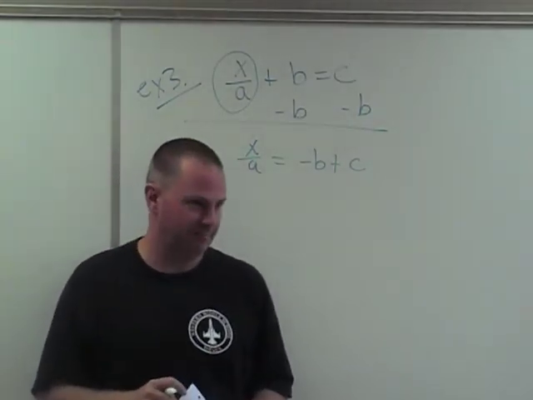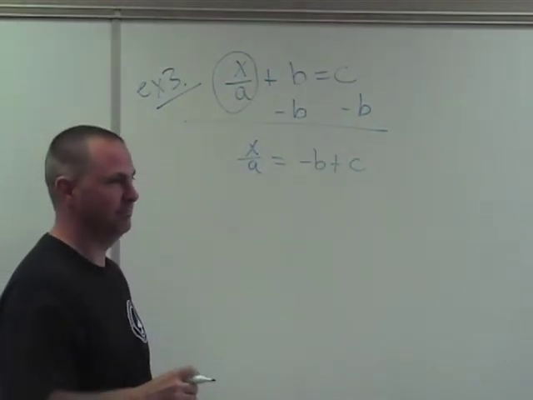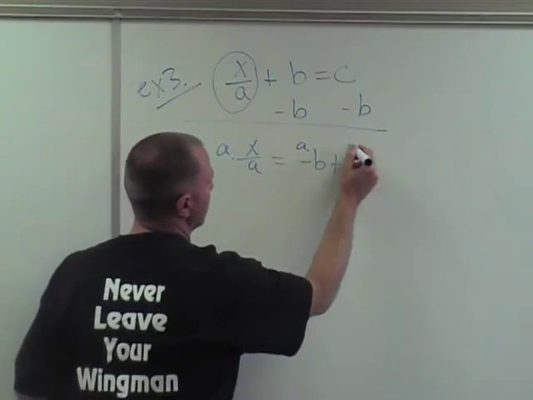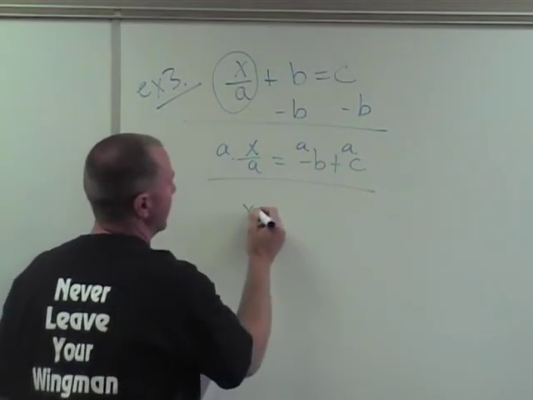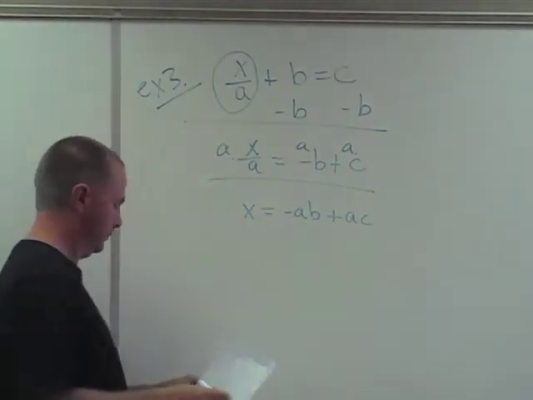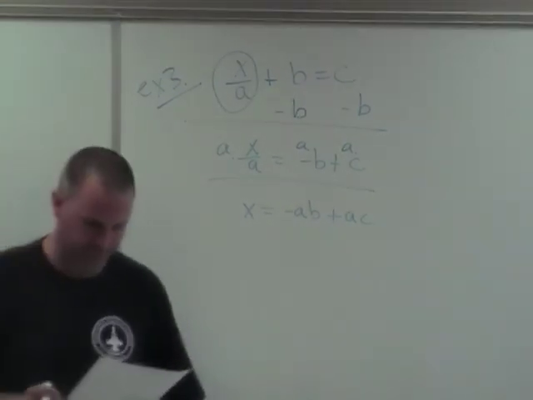Alright, now what? Yep, multiply by a. Alright, so now we have x equals negative ab plus ac. Good?